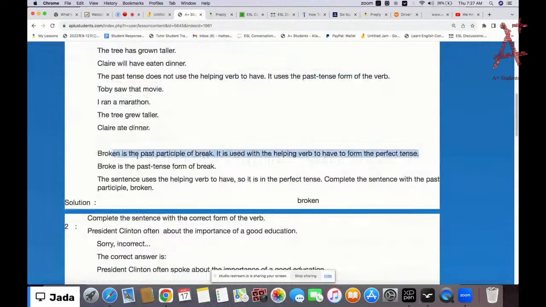So now broken is the past participle of break. It is used with the helping verb to have to form the perfect tense. Broke is the past tense form of break. So if you're going to use broke, it is the past tense form of break, but broken is the past participle.